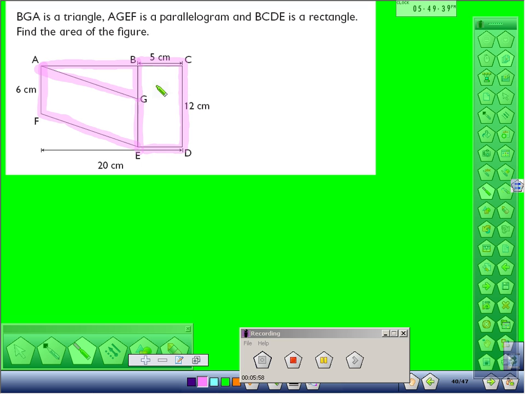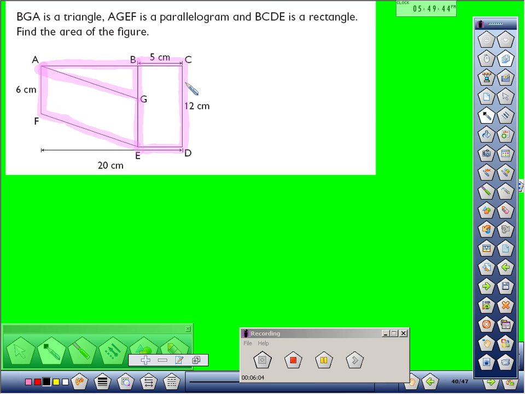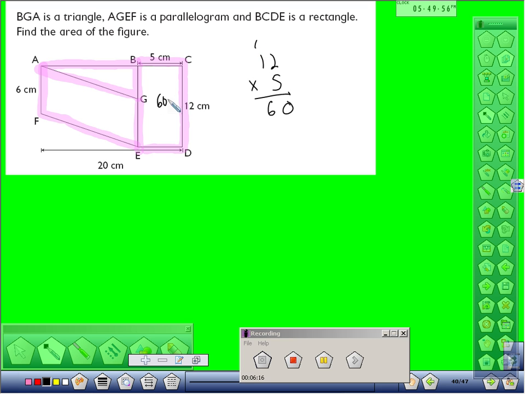Oh, so I really get to use all my knowledge in this one. Area of a rectangle is length times width. 12 times 5, which is 60, but 5 times 2 is 10. Carry the 1, 5, 6. 60, so this one is 60 centimeters squared.